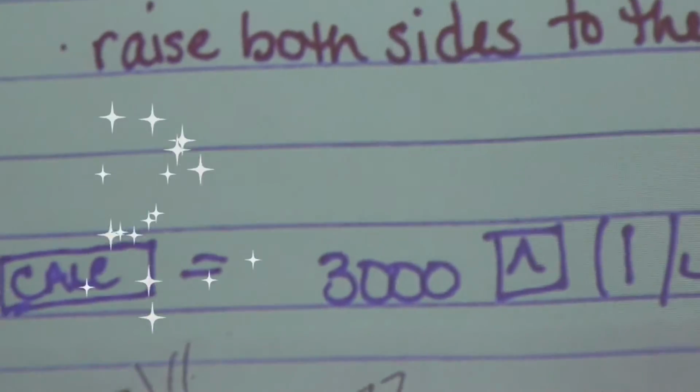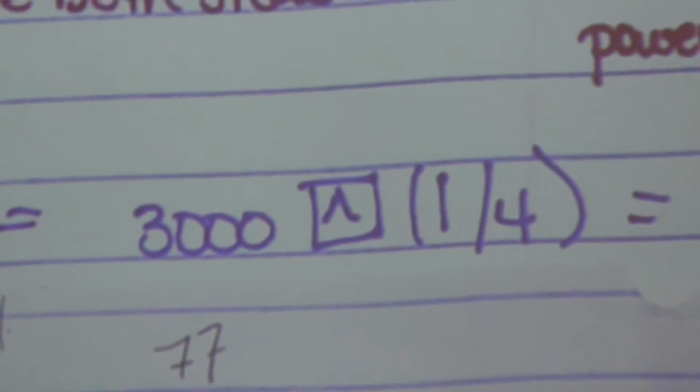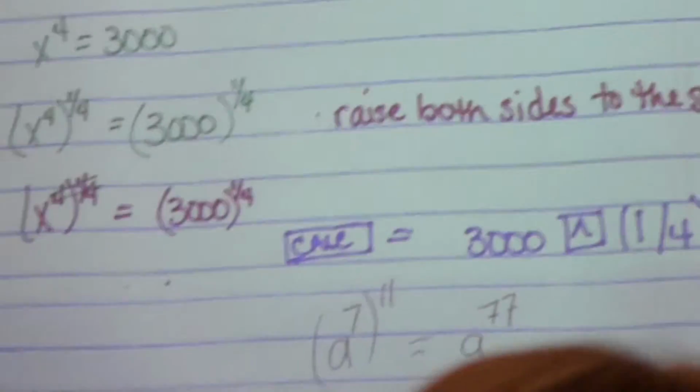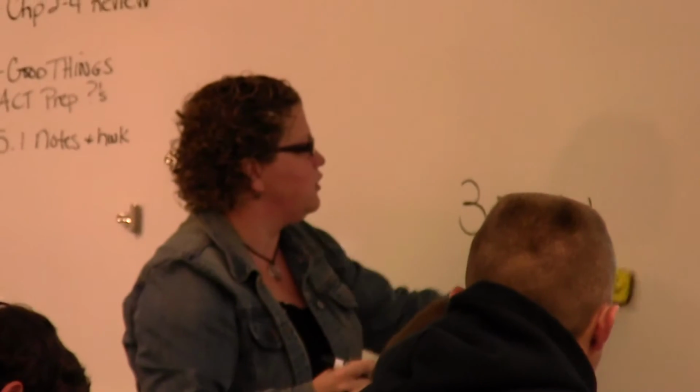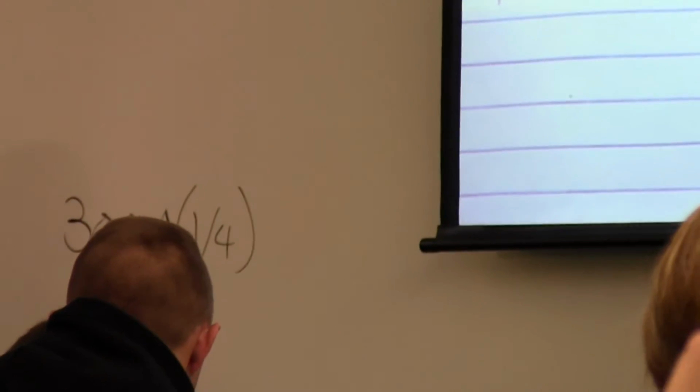Otherwise, if you don't put the parentheses in, your calculator reads it like this: 3,000 to the first, which is 3,000, divided by 4. So it'll go right in order, and you don't want it to do that. It'll do the exponent and then it'll divide. You want it to raise the whole thing to the 1/4 power. Do you know what 1/4 represents then?